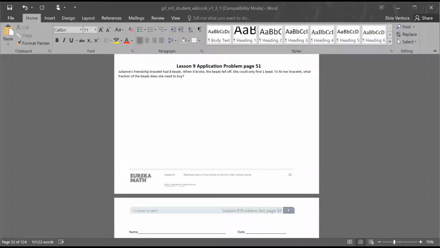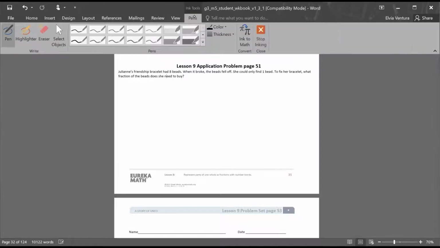Okay, boys and girls, so this is going to be lesson 9 application problem on page 51 in your Learn book, okay? So it says Julianne's friendship bracelet had 8 beads. When it broke, the beads fell off. She could only find one bead to fix her bracelet. What fraction of the beads does she need to buy?